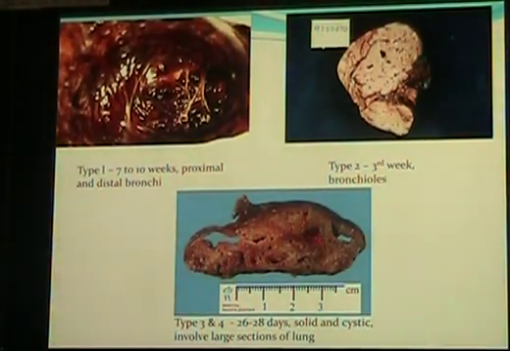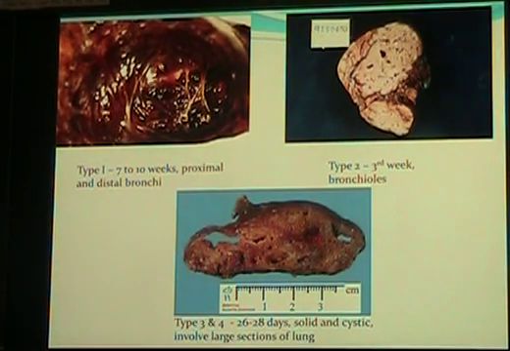But what is a CCAM? Well, a CCAM, by definition, it's congenital. It's cystic in nature, and it's adenomatoid. So it has some cystic tissue, some firm tissue, and it's a malformation.